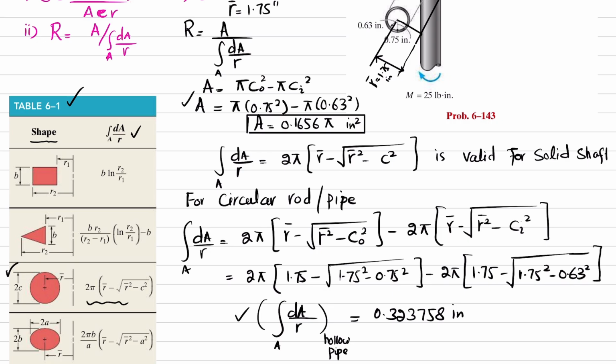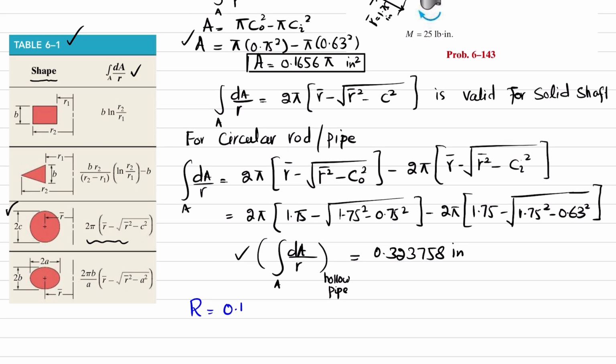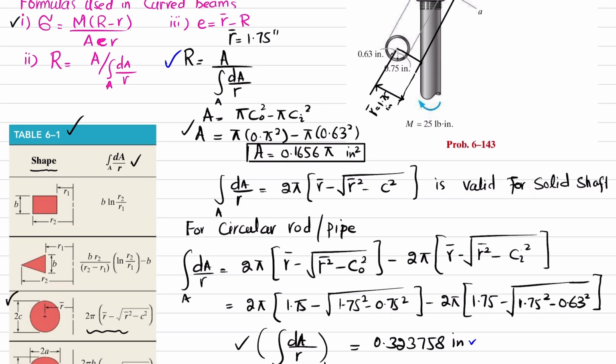So just plug it in this formula. So we will get this R. R is equal to A. A is how much? 0.1656 times pi divided by this term, 0.323758 inch. This one. Okay. So when you solve this, you will get this capital R will be 1.6069 inch. Okay. You can see that your neutral axis will be always lesser than the centroidal axis.